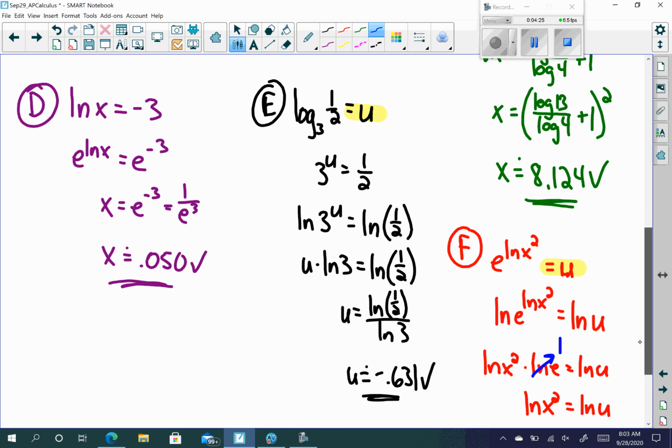Again, for part E, I let that equal u, and I rewrote it exponentially. You didn't have to take the natural log of each side. Any log of any base would work.